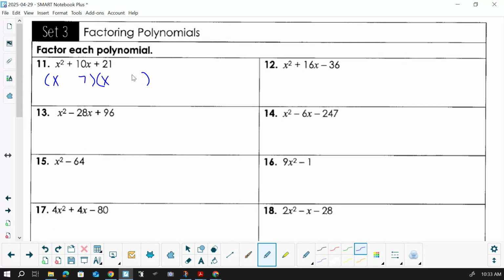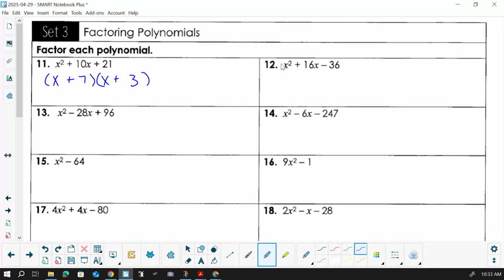A 7 and a 3. Now you may already go, oh, this might make sense because 7 plus 3 is 10. So let's try it. x times x, x squared, plus 3x, plus 7x, plus 21. 7x and 3x, does that make that 10 in the middle? It sure does. Does that work? Yes, it does. Okay? So that is how you factor.